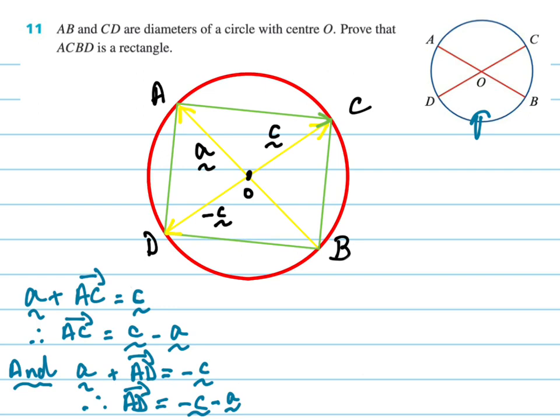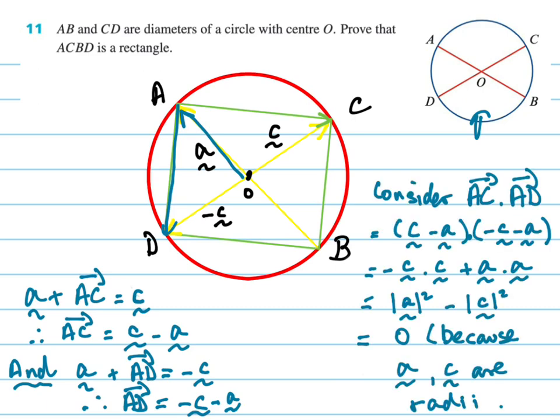And we can also observe that A plus AD, going this way, is equal to vector negative C. And so that means AD is equal to negative C minus vector A. So consider the dot product of AC and AD. I've got the results on the right hand side here. Hopefully you can follow the working.